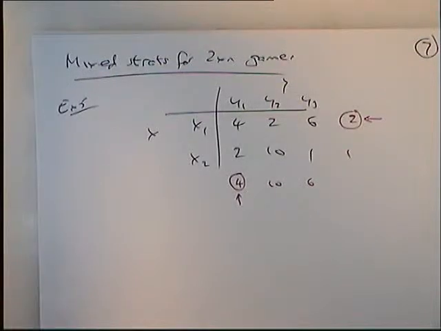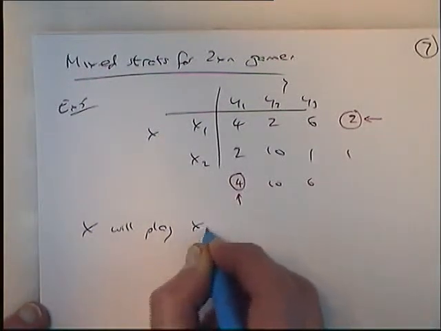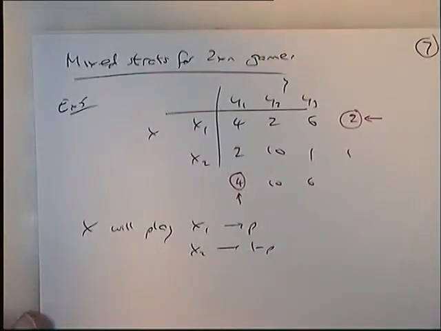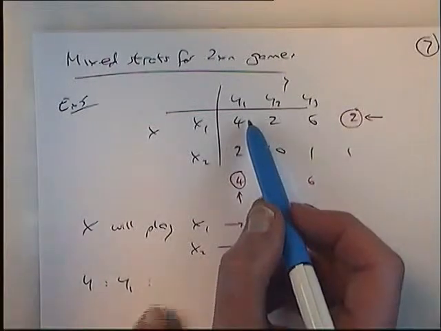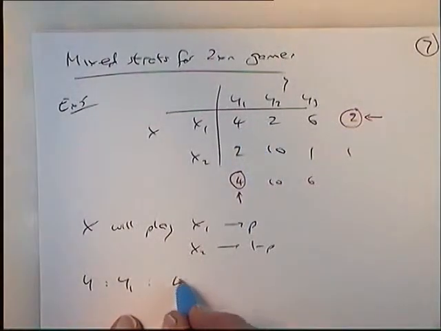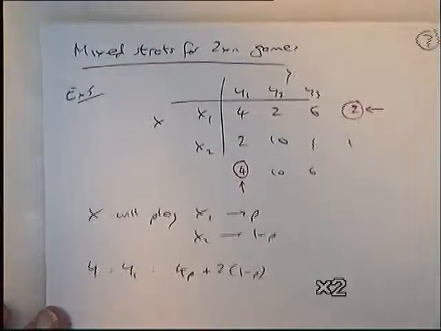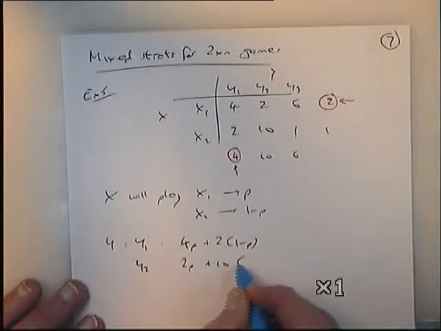So we're going to look at this to start with from x's point of view. So x here will play strategy x1 with probability p, strategy x2 with probability 1 minus p. So x needs to think what happens if y plays with strategy y1. Well, x will gain 4 with probability p and 2 with probability 1 minus p. What happens if player y chooses strategy y2? We can get similar expressions there.